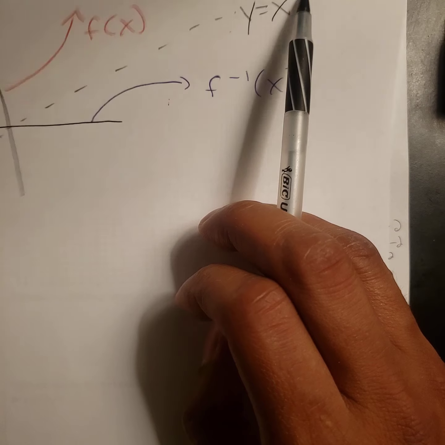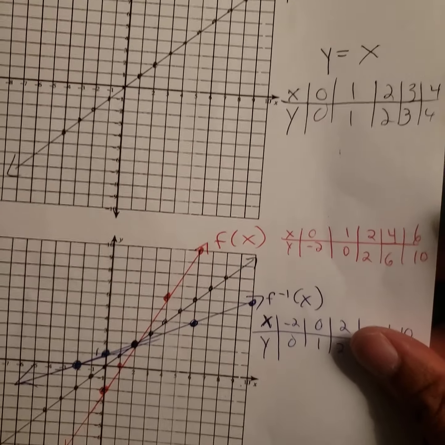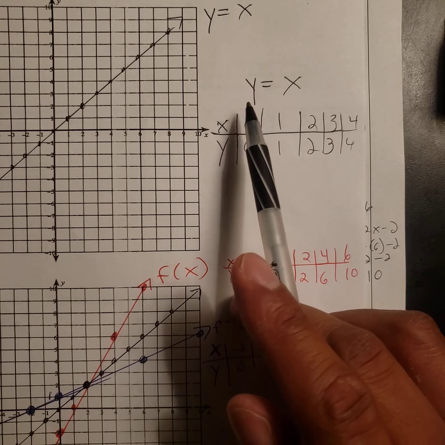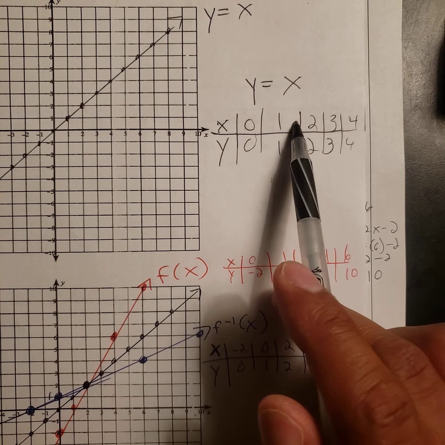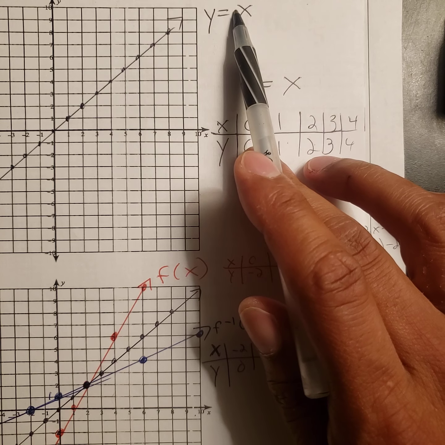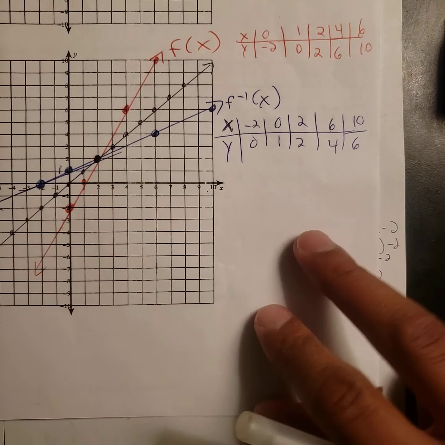So to make my graph nice and neat, I've actually graphed it down on a nice sheet of paper here. So if you've got the line y equals x, this is a quick review of Algebra 1. So y equals x, if x is 0, y is 0, x is 1, y is 1, x is 2, y is 2, and so forth. So if you graph this, it's going to be a straight line like this, y equals x. So it reflects over this line, y equals x.